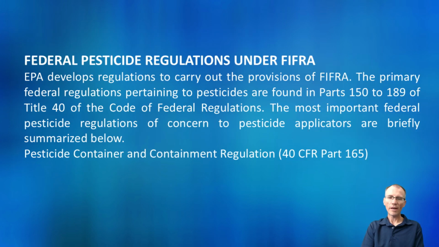Federal pesticide regulations under FIFRA. EPA develops regulations to carry out the provisions of FIFRA. The primary federal regulations pertaining to pesticides are found in Parts 150 to 189 of Title 40 of the Code of Federal Regulations. The most important federal pesticide regulations of concern to pesticide applicators are briefly summarized below. Pesticide Container and Containment Regulation, 40 CFR Part 165.